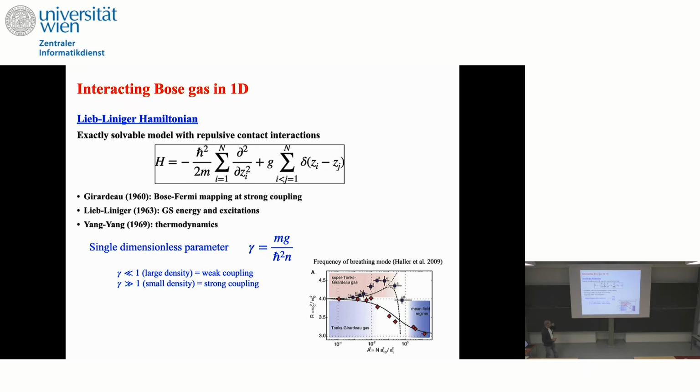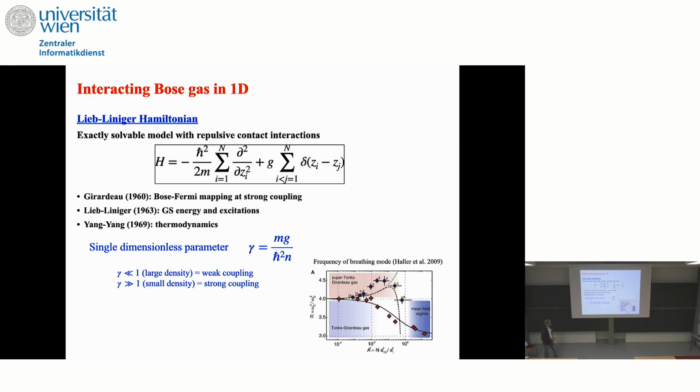Also here there are interesting milestones. The first was Marvin Girardeau, who realized that for this Hamiltonian, if g becomes very large and positive, you have an exact mapping between bosons and fermions. If you have hardcore or impenetrable bosons, they behave as fermions because the infinite repulsion mimics the Pauli exclusion principle. So the equation of state of strongly repulsive bosons is the same as that of free fermions. Then Lieb and Liniger solved exactly for the ground state and excitations using Bethe ansatz methods. And later, Yang and Yang managed to calculate exactly the thermodynamics of the same model.